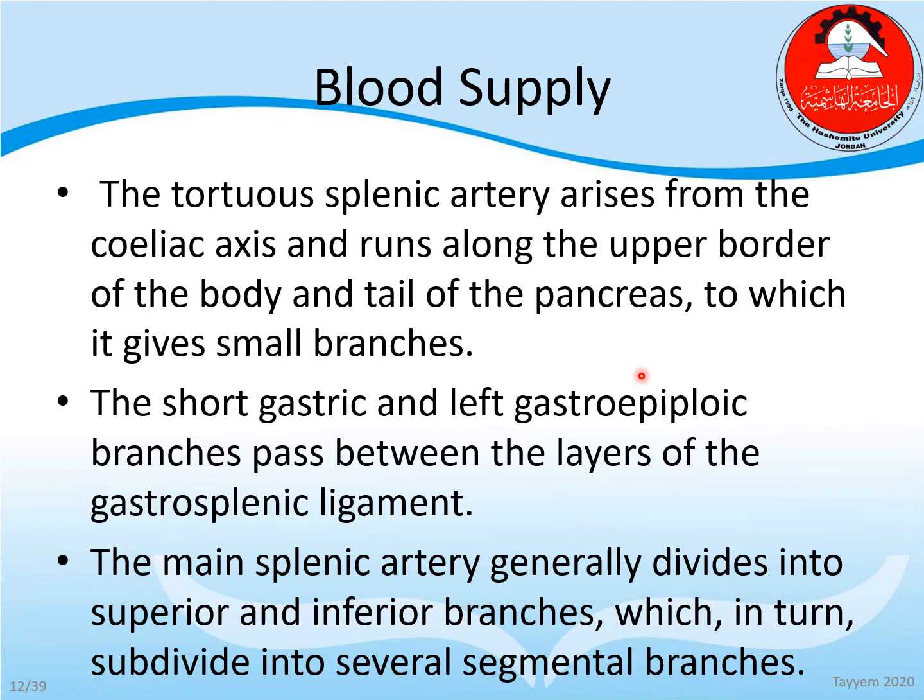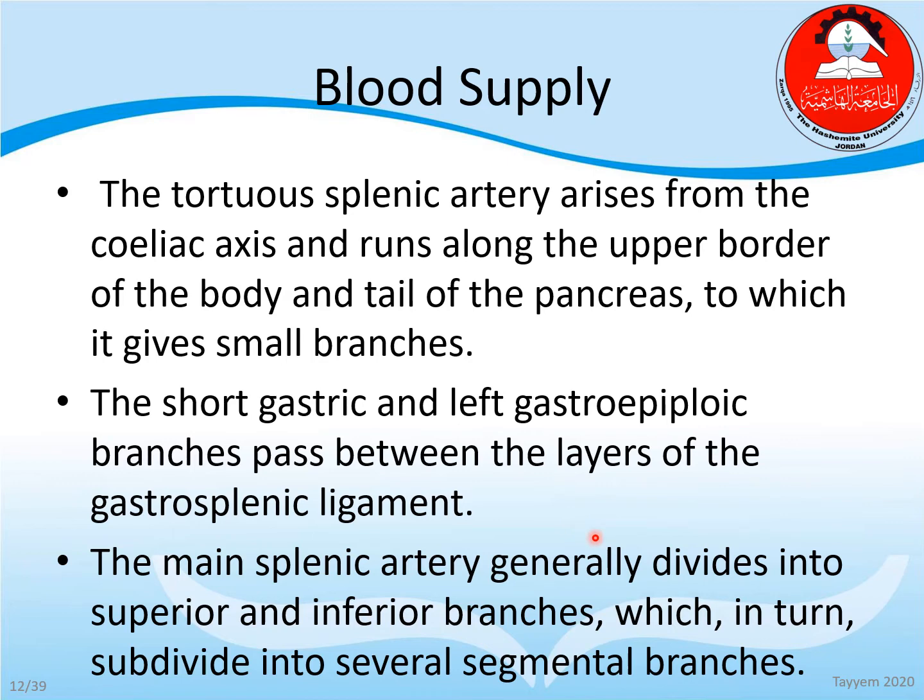The blood supply to the spleen, as you are aware, is mainly from the splenic artery, which arises from the celiac axis, and the artery usually runs over the superior border of the pancreas to reach its destination. In addition, the short gastric and the left gastroepiploic arteries also supply the spleen.